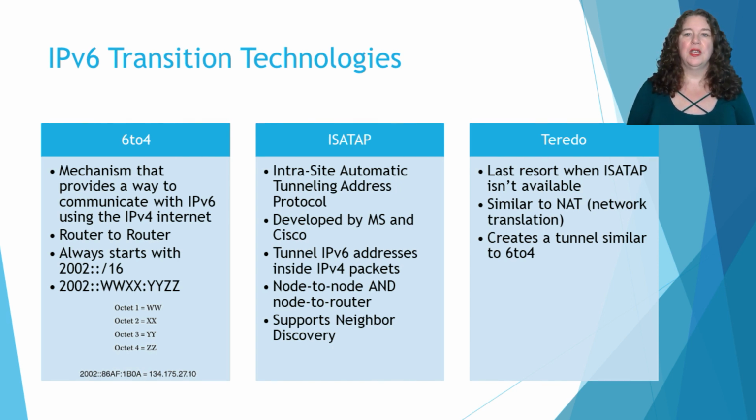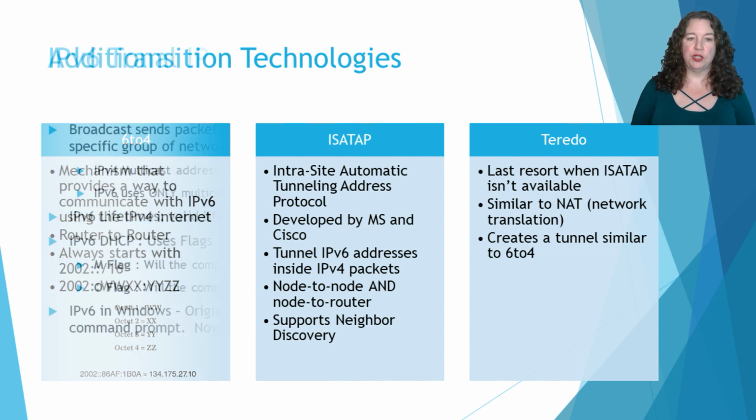So that's this one. If ISATAP is not available, we can use something called Teredo, which is similar to network translation and does a tunnel that is similar to 6 to 4. So these are the different IPv6 translation technologies that we use to convert from IPv4 to IPv6 and vice versa.